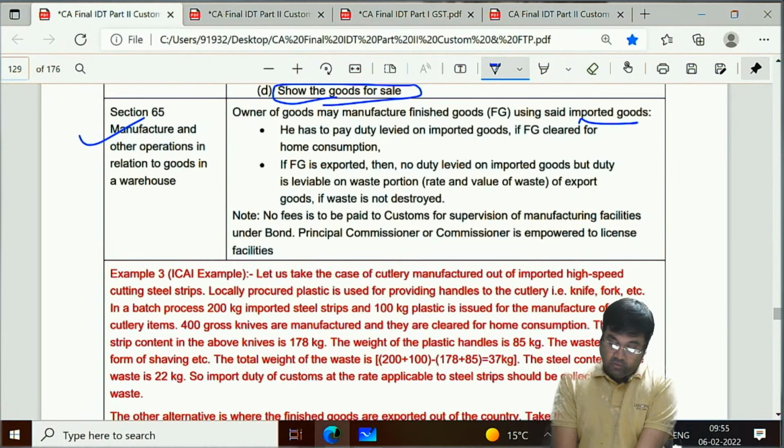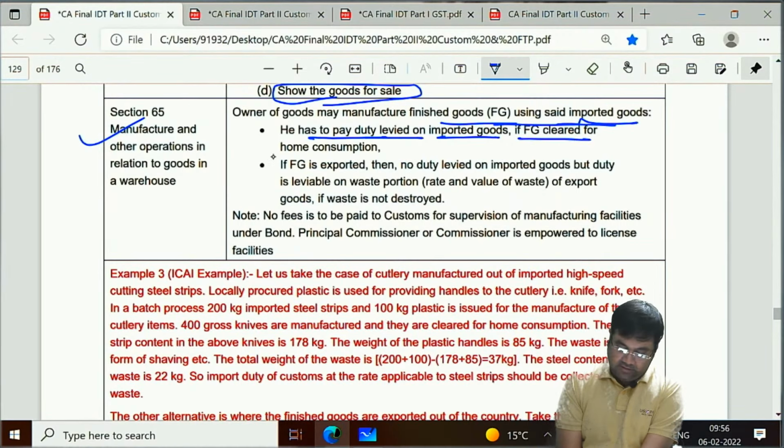But if he is manufacturing, there may be waste. What is going to happen to that waste? And in case after manufacturing it is getting cleared for home consumption, then what is going to happen? It may not be exported. After manufacturing, you can also go for home consumption, or there may be waste during the process of manufacturing. What is going to happen? The owner of the goods may manufacture finished goods using said imported goods. He has to pay duty levied on imported goods if FG is cleared for home consumption.